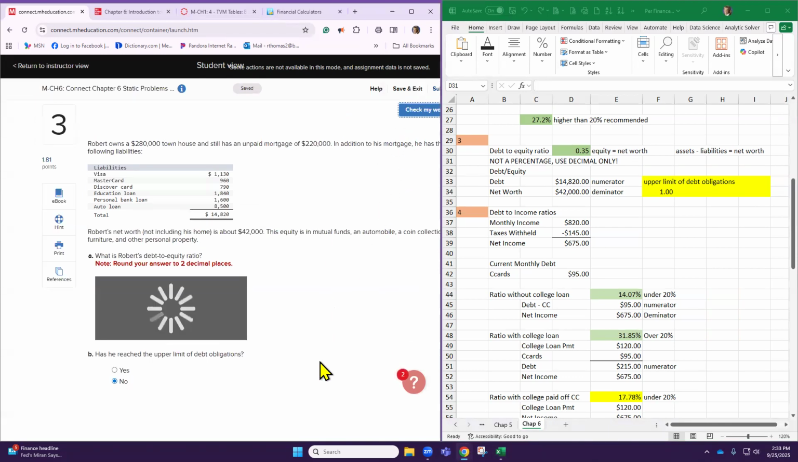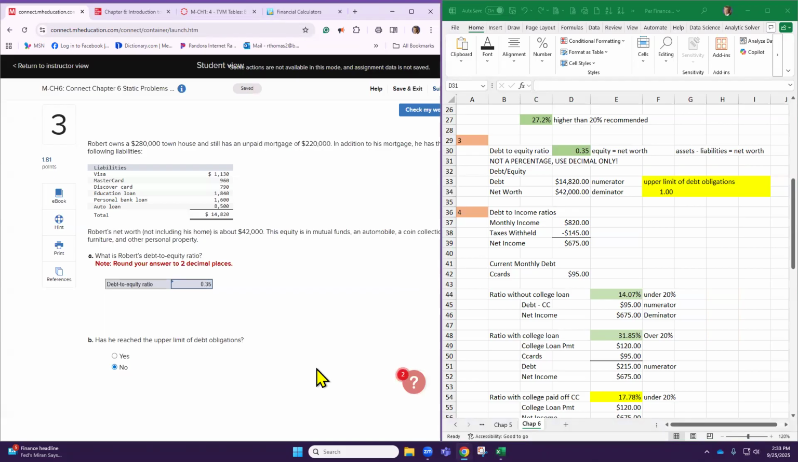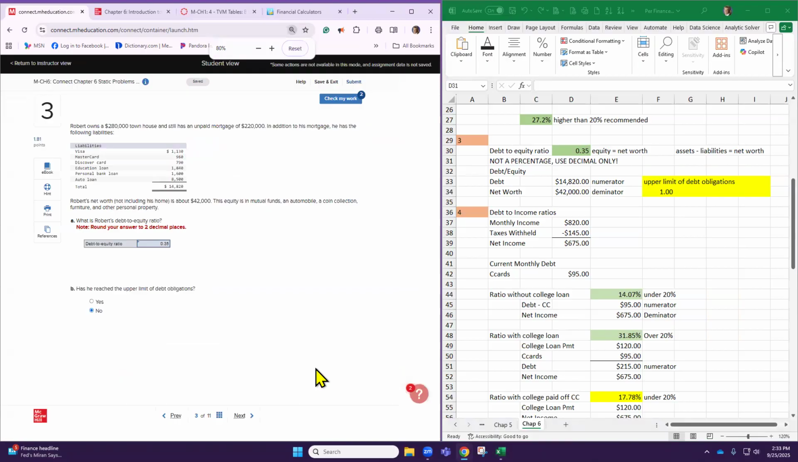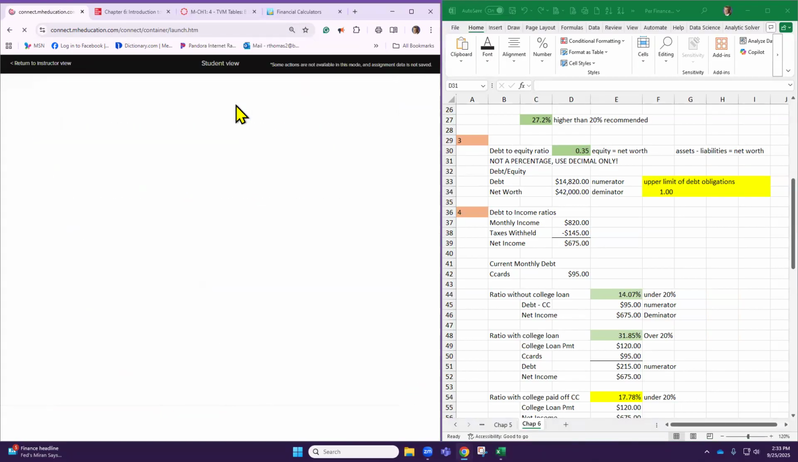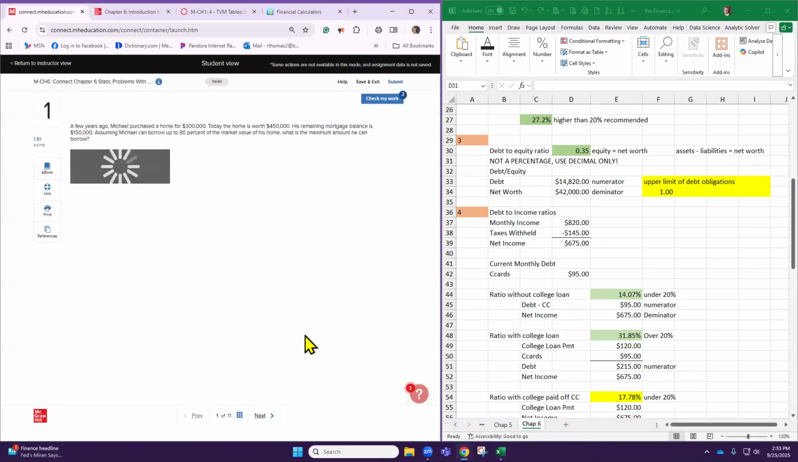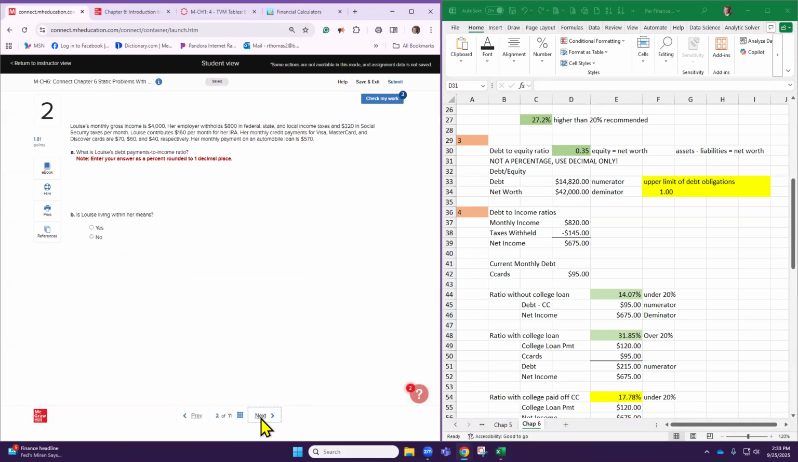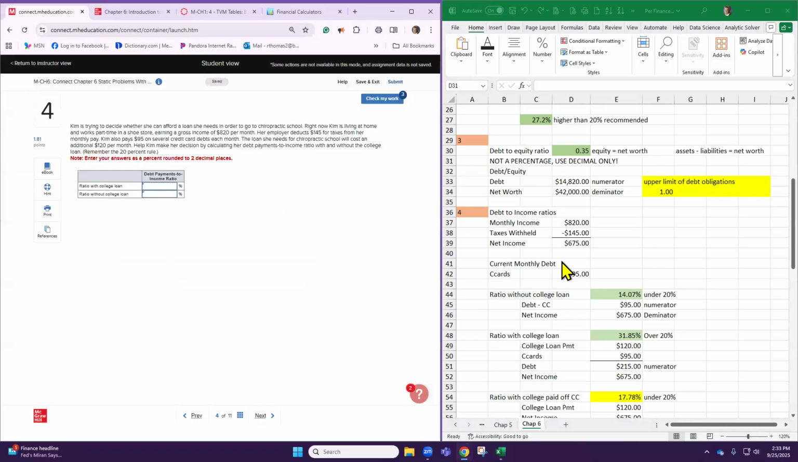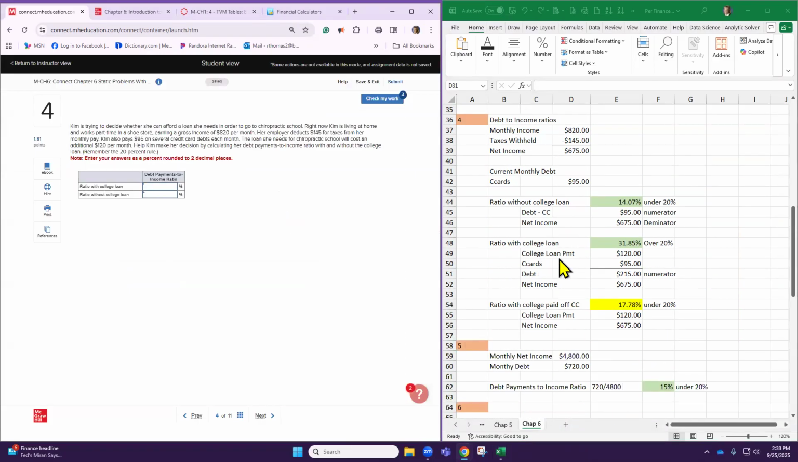Okay, we're ready for number 4 now. So we're on number 4. Okay, here we are. Kim is deciding whether she can afford a loan she needs in order to go to chiropractic school.